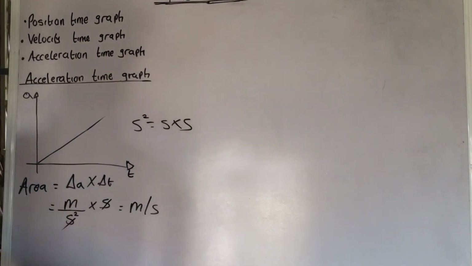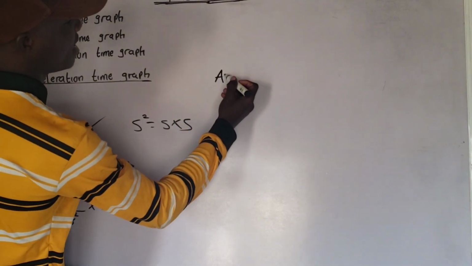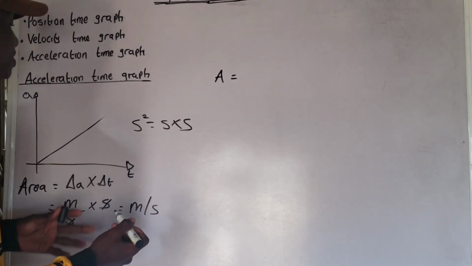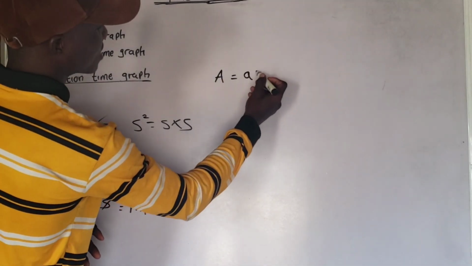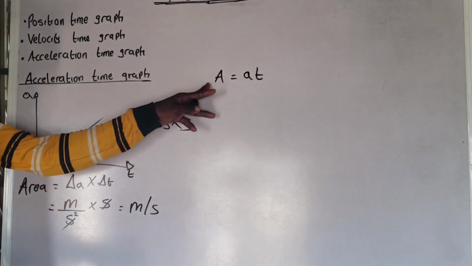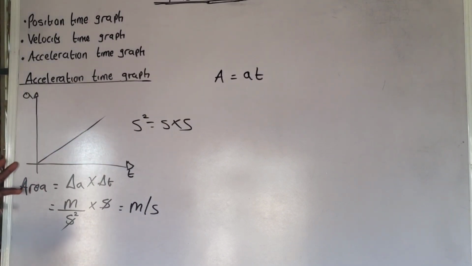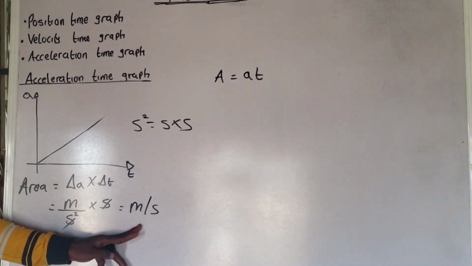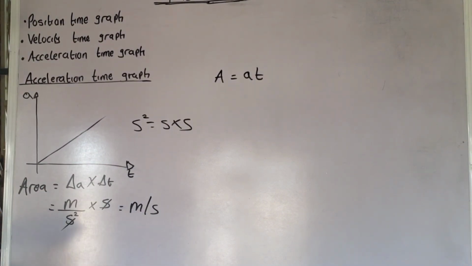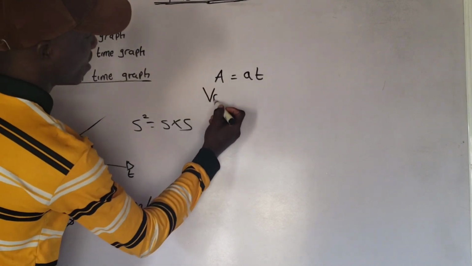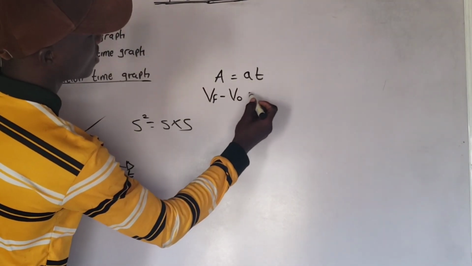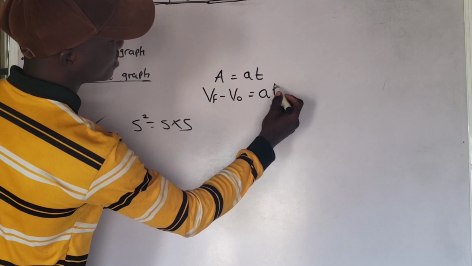Do you understand what I just did? The area of acceleration time graph is the product of acceleration and time, and it tells us the velocity. Okay, it gives the velocity. That means I'm going to have vf minus v naught is equal to a times t, the product of a and t.